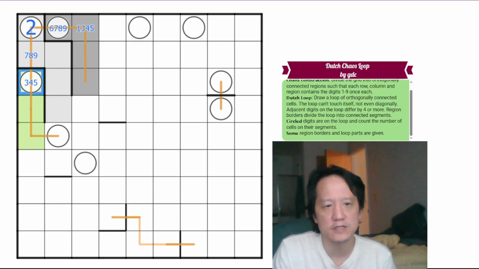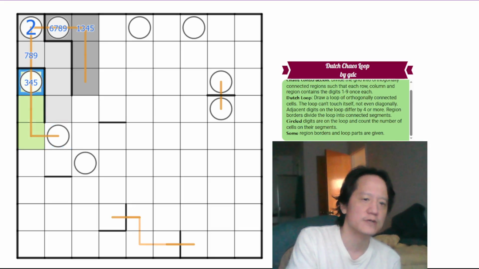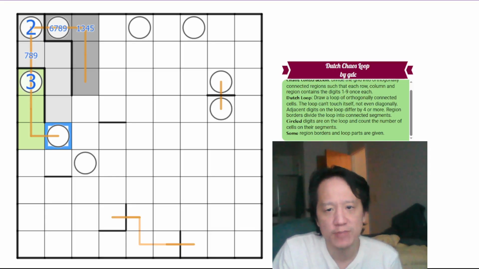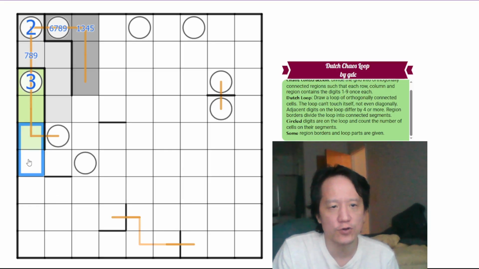So this is 3, because this can't be the same region, because otherwise this would be 3 also, and that would be the same region, and that's not allowed. Basically they can't be the same segment, because they would be part of the same region and have the same digits. So this is bordering this, therefore the green has to continue that way.